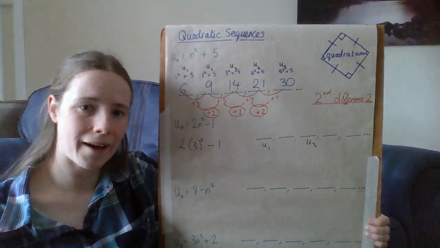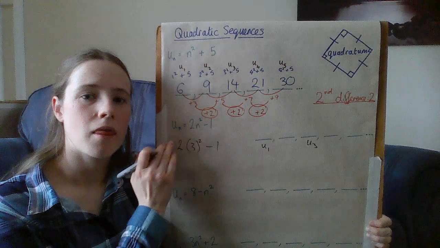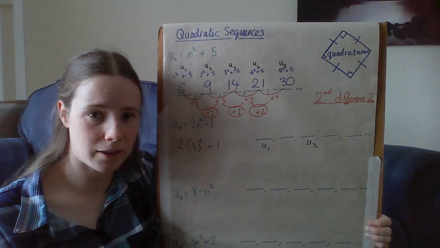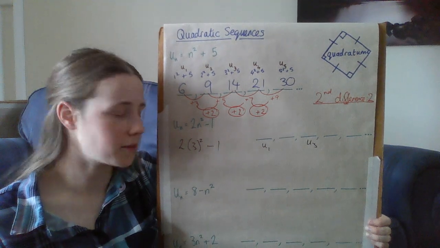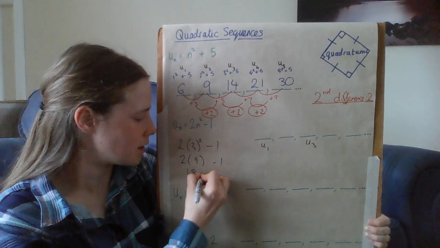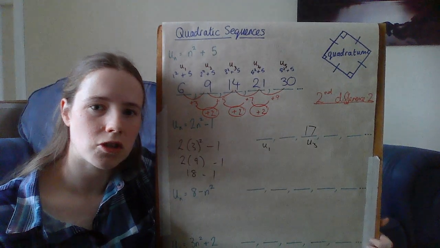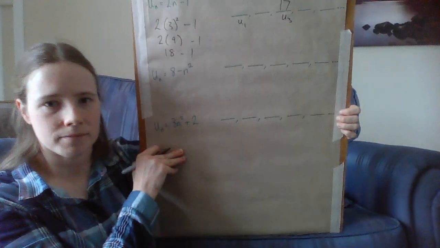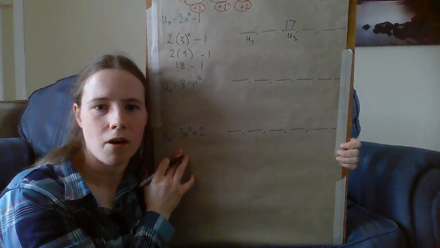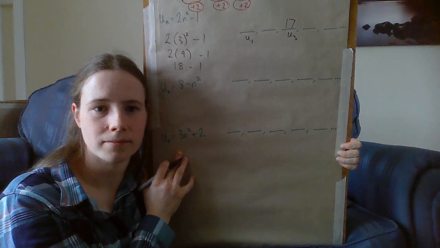The process you have to go through is following BIDMAS. So you square first, then you multiply by the 2, then you subtract the 1. So do make sure you do it in the right order. If I were doing the full written method, I would write 2 lots of 9 minus 1, 18 minus 1 gets me 17 there. So what I would suggest you do now is pause the video and see if you can find the first 5 terms of these 3 sequences that I've got here for you. And I'll go through the answers in a minute.